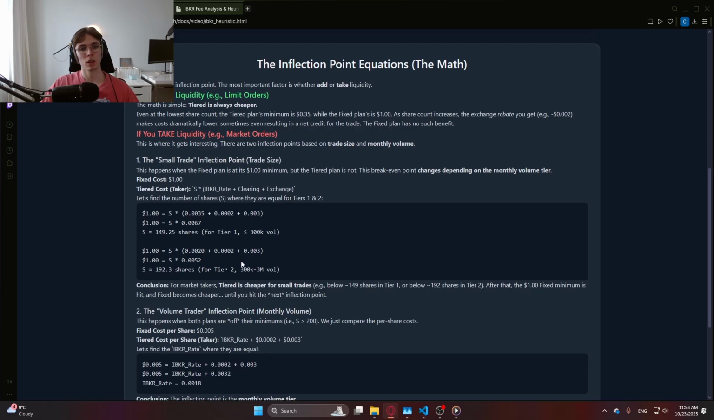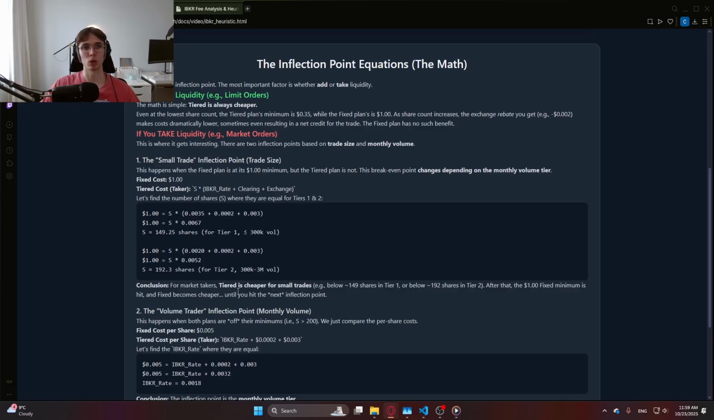So as a general heuristic, I would recommend if you're trading penny stocks, so below $1, you should for sure use the fixed system. I'll show the example in the calculator after. Also, if you're using limit orders, always use the tiered system. This is going to be better.